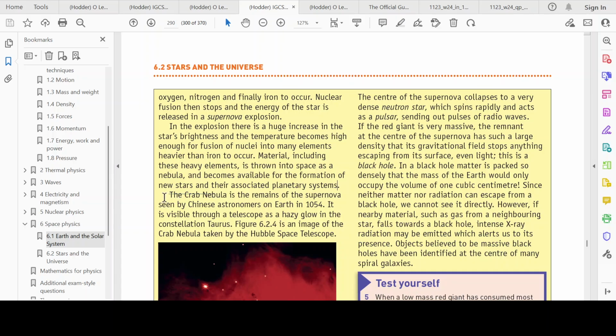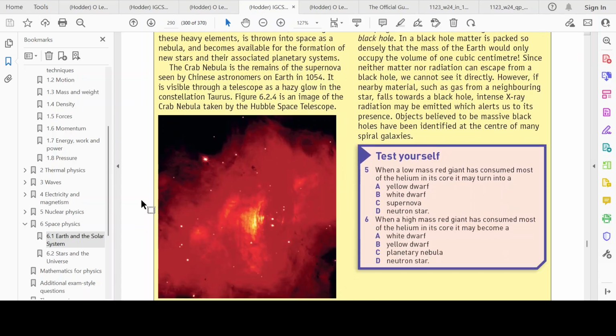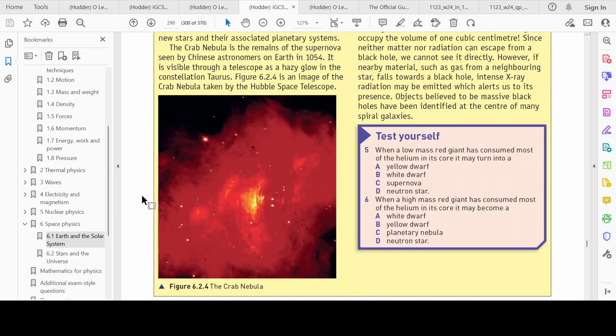The Crab Nebula, something that was pictured using the Hubble Space Telescope. Here's an image. It is the remains of the supernova seen by Chinese astronomers on Earth way back in 1054, so in the 11th century, about 1,000 years ago. It is visible through a telescope as a hazy glow in the constellation Taurus. And here's an image.